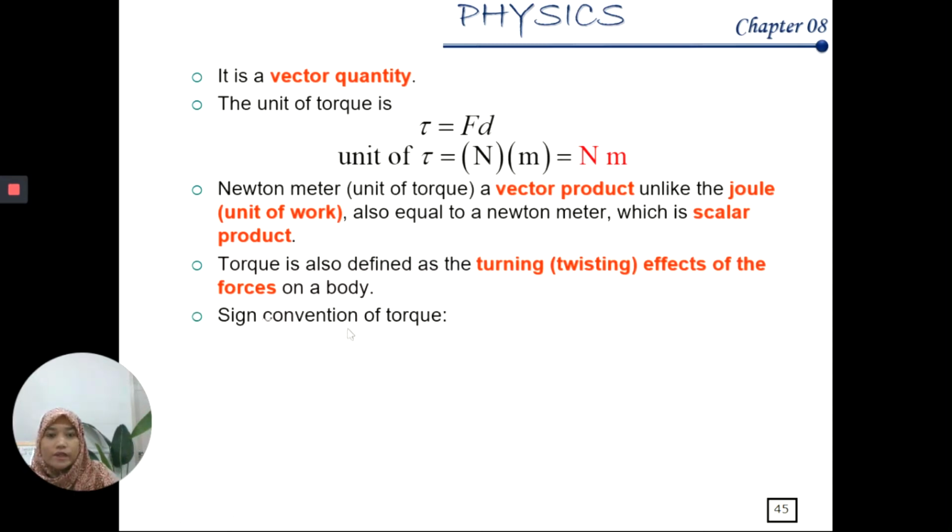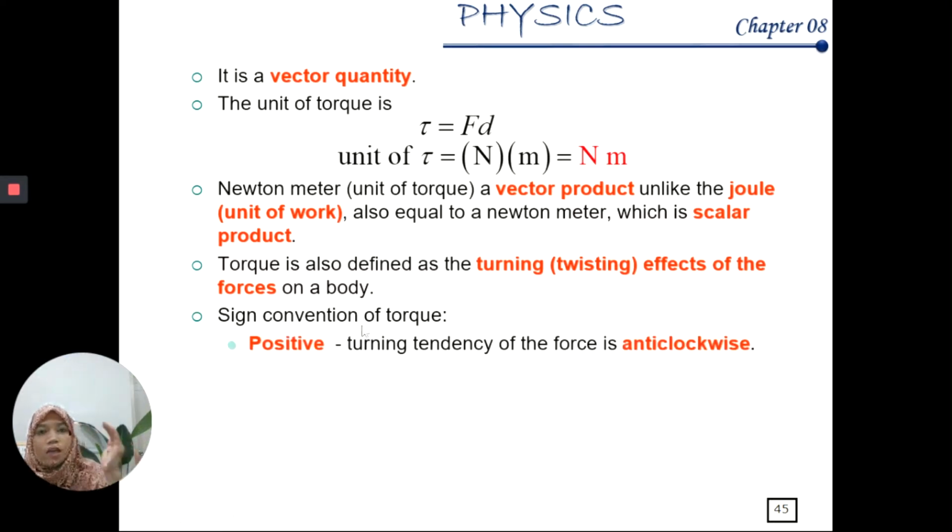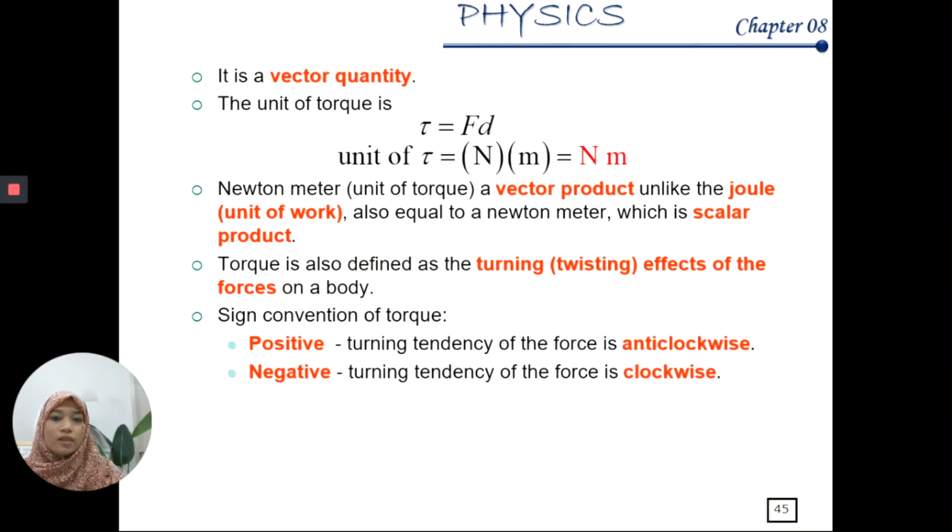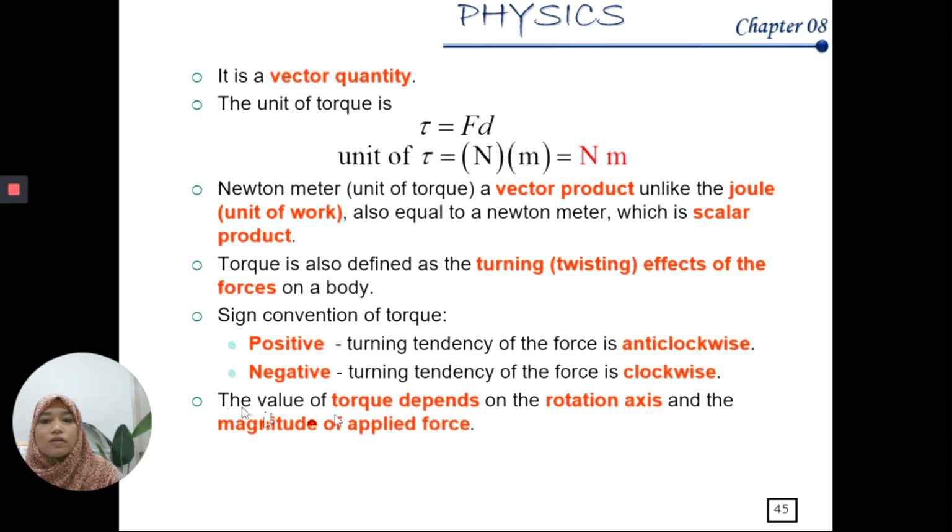Sign convention of torque: if the force is turning anti-clockwise, then it is positive. If the force is turning clockwise, then it is negative torque. The value of torque depends on the rotation axis and magnitude of applied force.